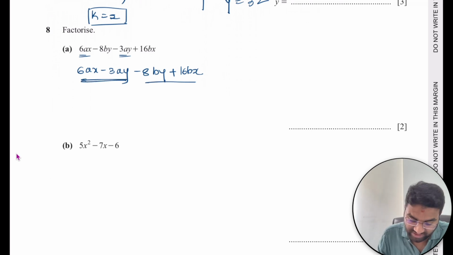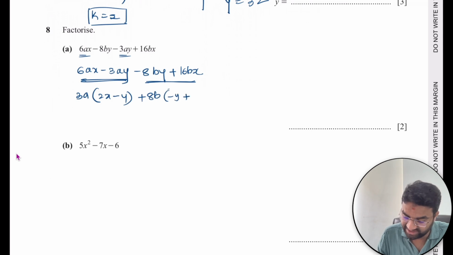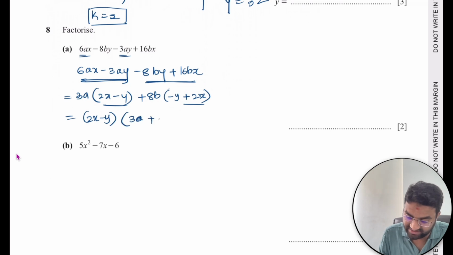From the first two you can take out 3a common, and you are left with, in the bracket, 2x minus y. And from the last two you can take out minus 8b common, so you are left with minus y plus 2x. That is nothing but 2x minus y. It's the same. So you can take out 2x minus y common from the whole expression, and you are left with 3a plus 8b in the other bracket. This is the answer.